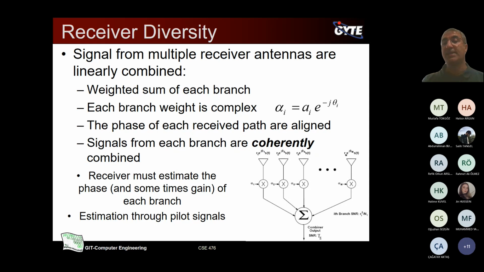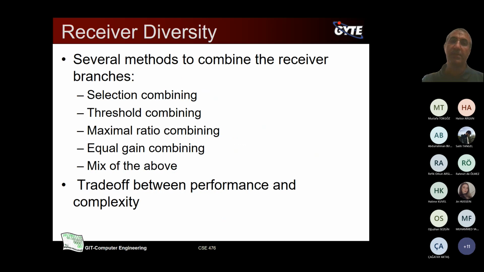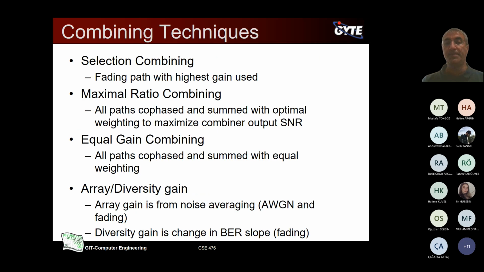In this case, the receiver must estimate the phase of each branch, and we achieve this estimation through the pilot signals. There are multiple ways to collect and combine the different signals that we obtain from the different paths. One of them is called selection combining, the others are threshold combining, maximum ratio combining, equal gain combining, and combinations of these. Each of these combining techniques has some pros and cons. So there's a trade-off between performance and complexity among these techniques.